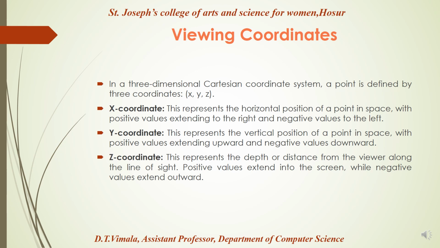Y coordinate: this represents the vertical position of a point in space, with positive values extending upward and negative values downward. Z coordinate: this represents the depth or distance from the viewer along the line of sight. Positive values extend into the screen while negative values extend outward.